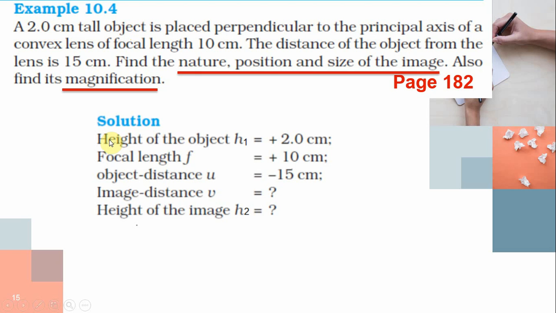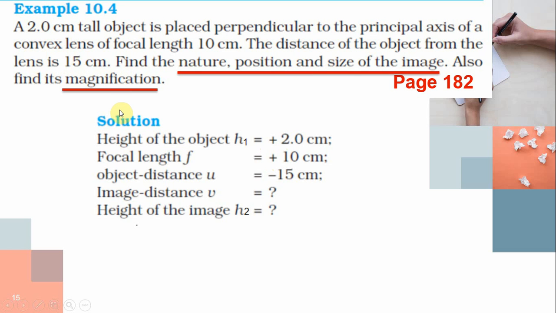From this problem, a 2 cm tall object means the height of the object h1 is equal to plus 2.0 cm. Plus indicates above the principal axis, so we use the plus symbol. We use a convex lens with a focal length of 10 cm, so f is equal to plus 10 cm. Plus indicates a convex lens.